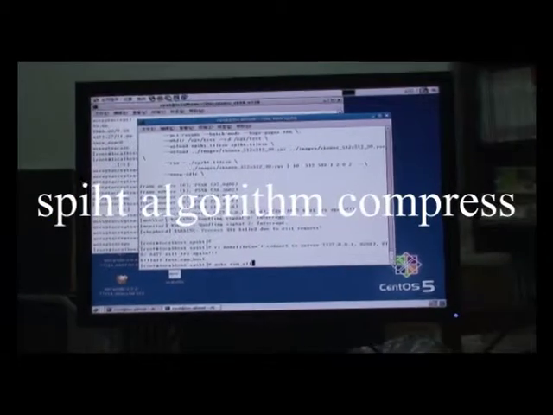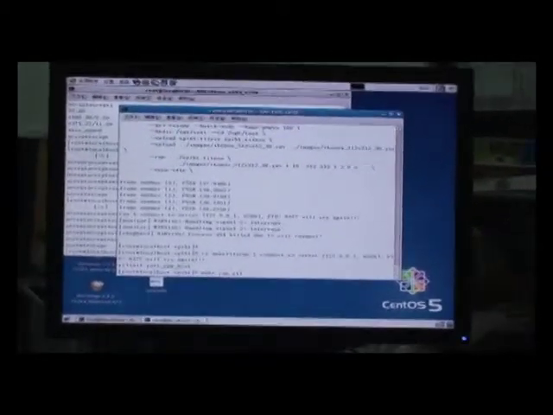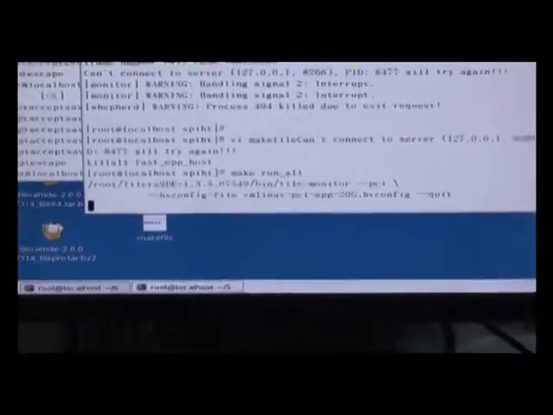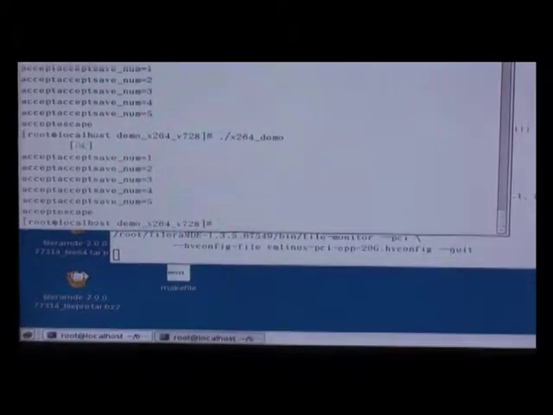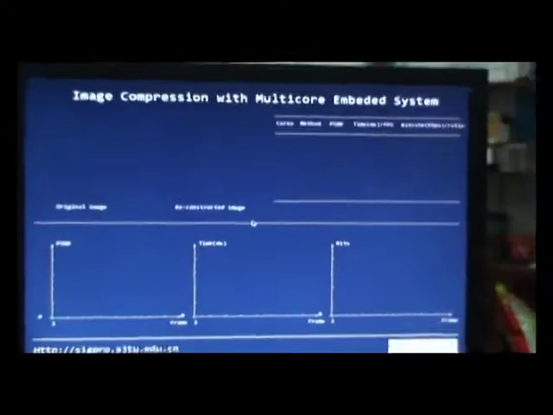Now we give an image compressed display used by SPIHT algorithm. First, we start our compress program. Second, we start our display program. Okay, this is normal mode of our display program.